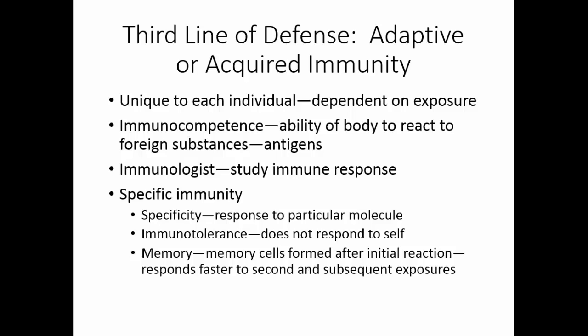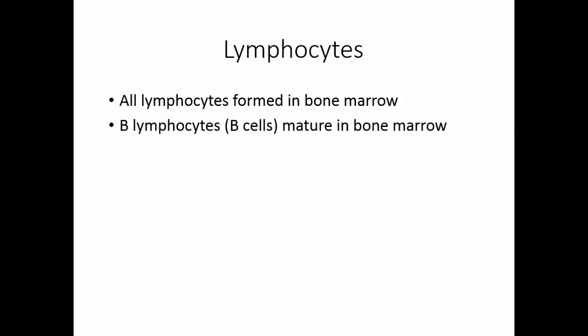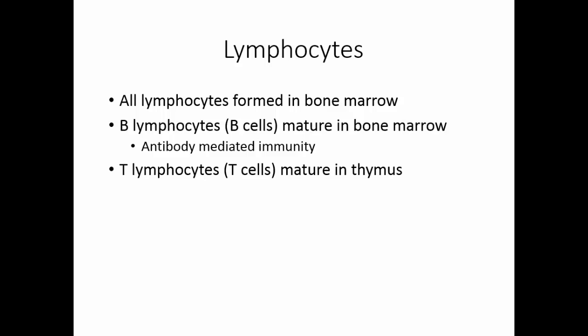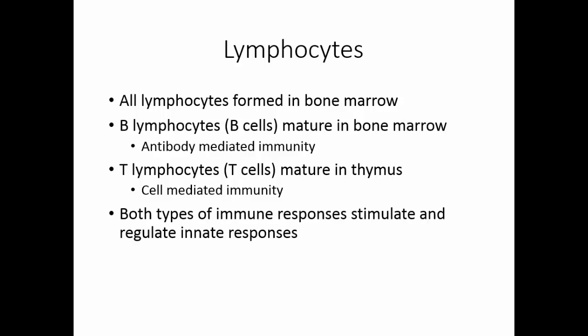more protective response. The lymphocytes are the primary cells of specific immunity. All lymphocytes are formed in the bone marrow. The B lymphocytes, or the B cells, mature in the bone marrow. They're responsible for the part of specific immunity that's known as antibody-mediated immunity. T lymphocytes, or T cells, mature in the thymus. They're responsible for that part of adaptive immunity that's known as cell-mediated immunity. Both types of immune responses stimulate and regulate innate responses.